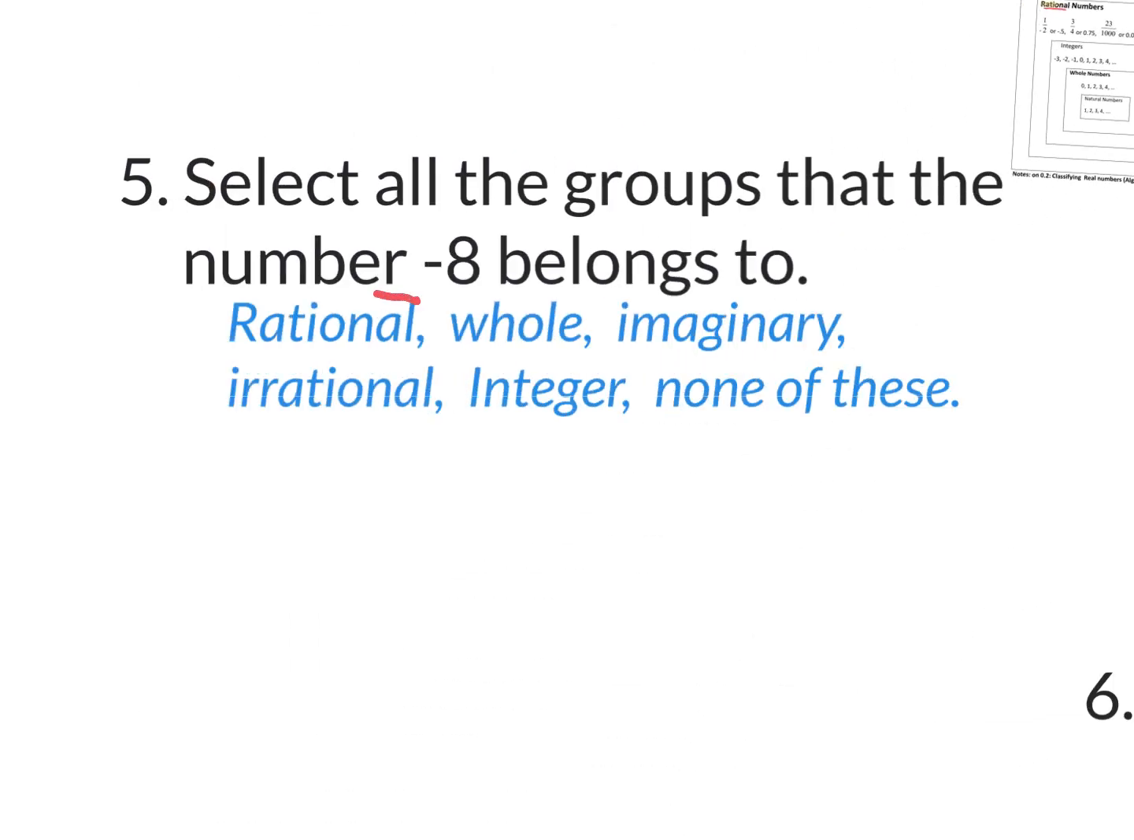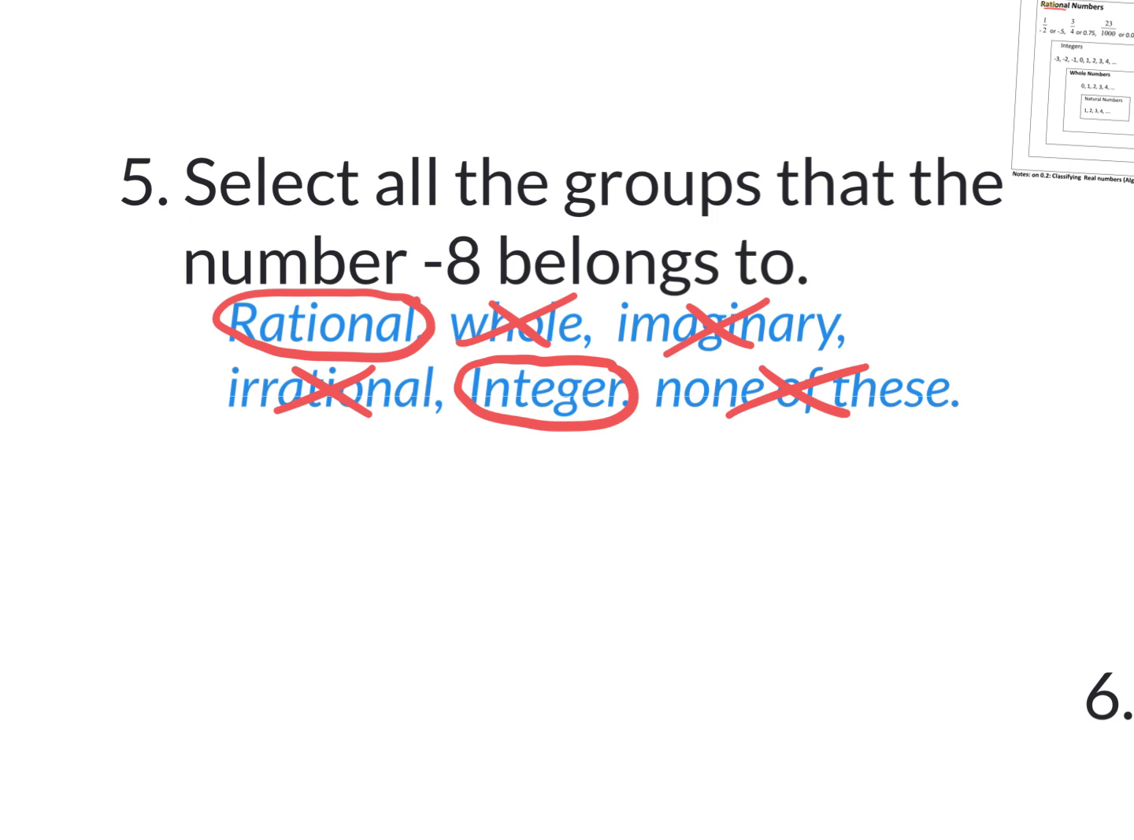Is -8 rational? Yes, it is. It makes sense. Is it a whole number? Nope, it's not. Is it imaginary? Nope, it's not. Is it irrational? No, it makes sense. I know what -8 means. Is it an integer? Yes, it is. And of course, it's not none of these. So those 2 are the only correct groups that the -8 belongs to. So you would hit submit after selecting those 2. Moving on to the next one.